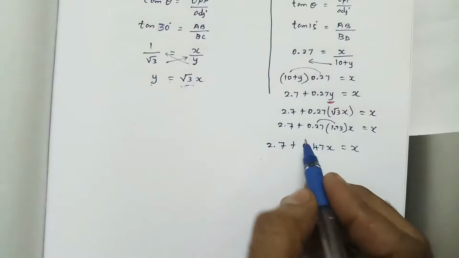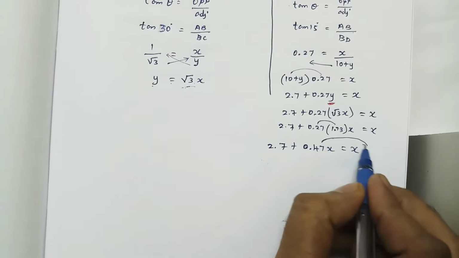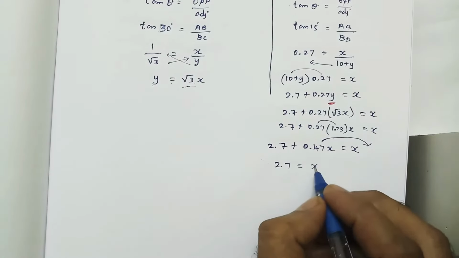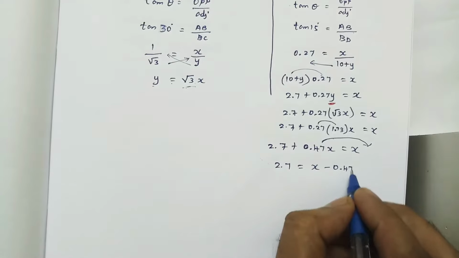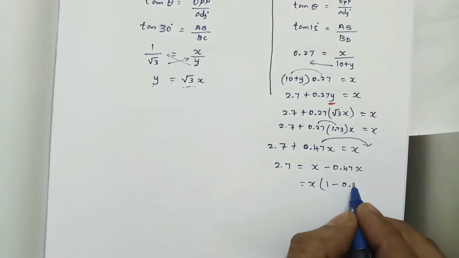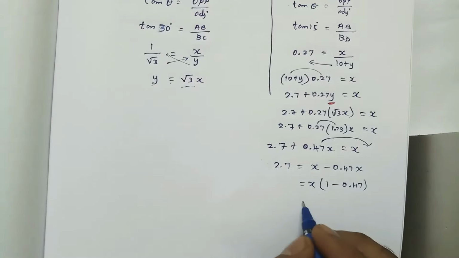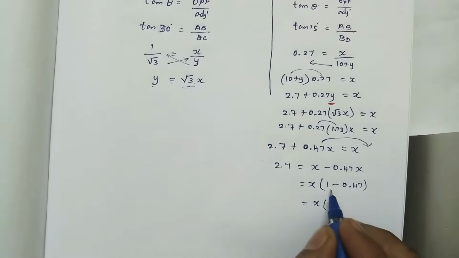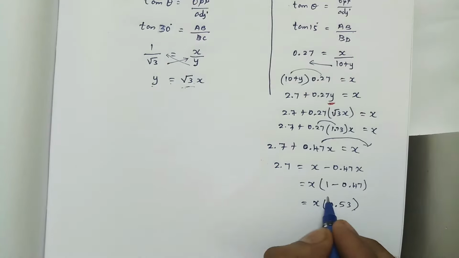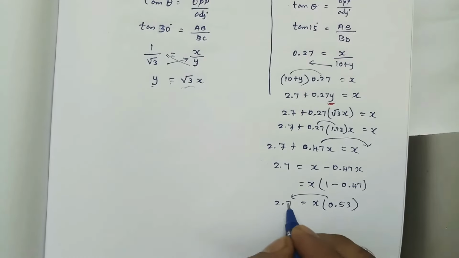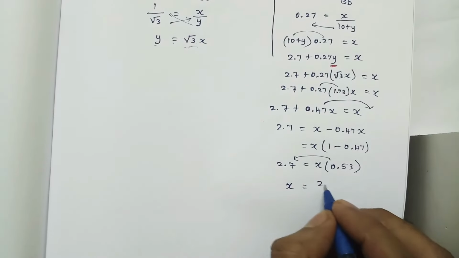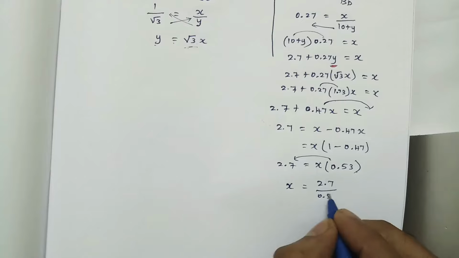Just taking this X term fully one side, right? So plus 0.47x will become minus. So 2.7 is equal to X minus 0.47x. Taking X commonly outside, so what is remaining? 1 minus 0.47, right? 1 minus 0.47 is equal to X into 0.53. While I am just taking to the LHS, already 2.7 is there. So multiply will become divide, right? So X is equal to 2.7 divided by 0.53, right?